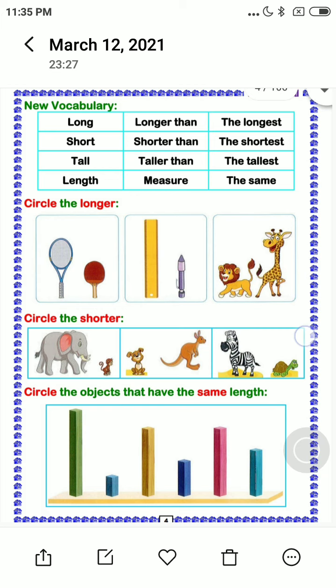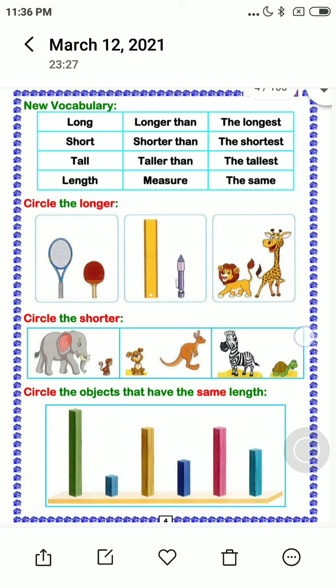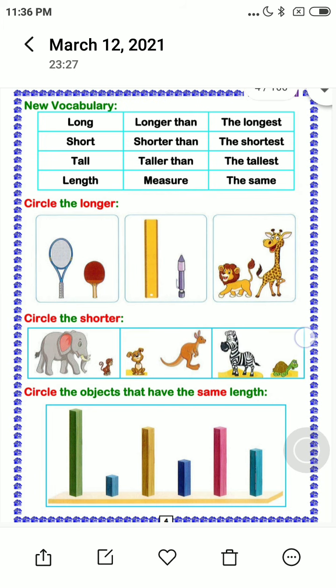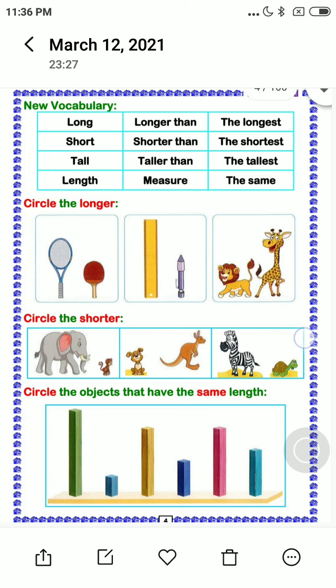Okay, question number two. Circle the shorter. In the first picture, we have an elephant and a monkey. Which is shorter? Right, monkey. So we will put a circle around the monkey. In the second picture, we have a kangaroo and a dog. Which is shorter? Right, great. Dog. So we will put a circle around the dog.